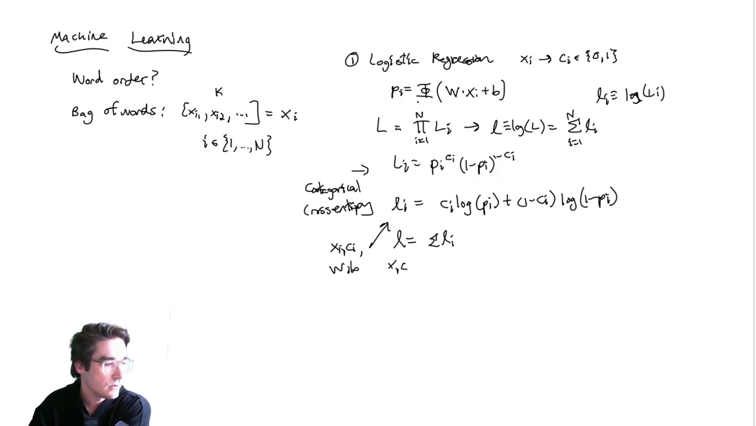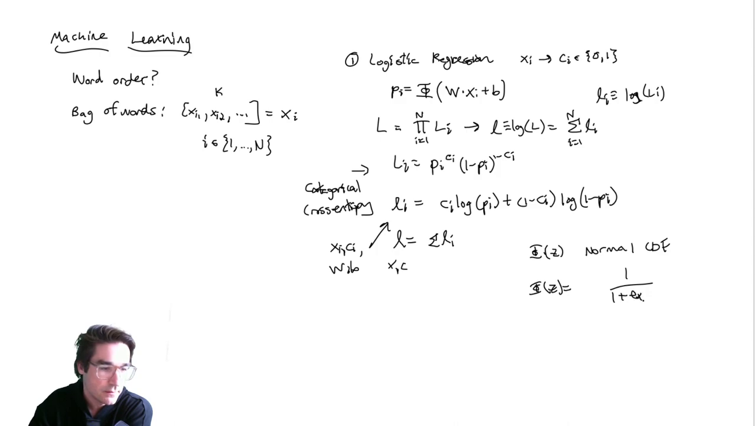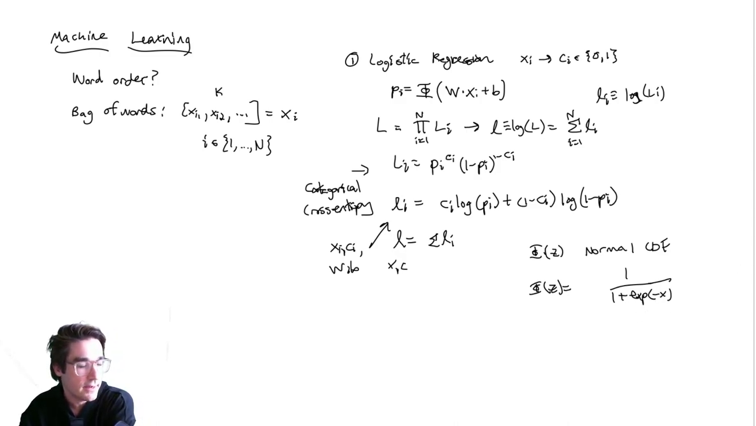What I wrote here, I'm denoting some generic sigmoid function. This thing could be capital phi of Z, the normal CDF, which doesn't really have a closed form. Or, in fact, what they usually use is 1 over 1 plus e to the minus x, so that when x is minus infinity, this goes to 0, and when it's plus infinity, it goes to 1.